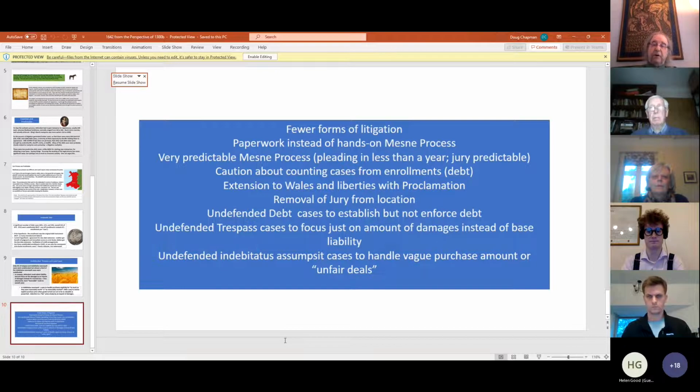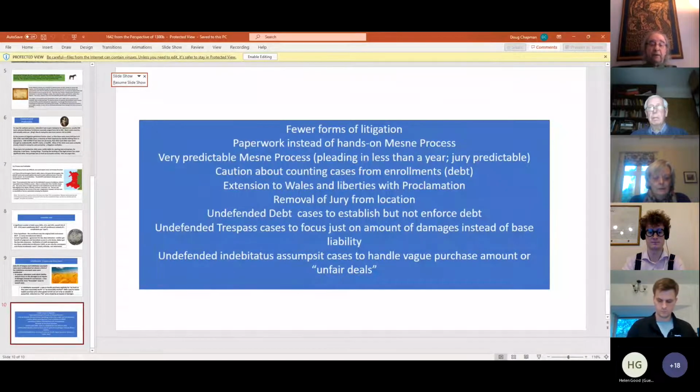So overall, you have many fewer forms of action. You have paperwork, including paper pleadings. It's hard to make out the paper pleadings, or particularly the post-trial motions, in 1642 from the CP40s. What you see is just adjournments. You don't see the post-trial motions anymore. But paperwork, instead of hands-on mesne process, reducing the confrontational side of mesne pleading. Very predictable mesne process, pleading in less than a year with a predictable time for getting a jury verdict.